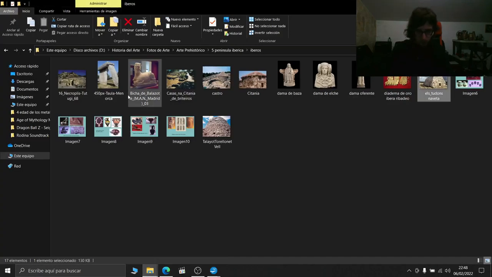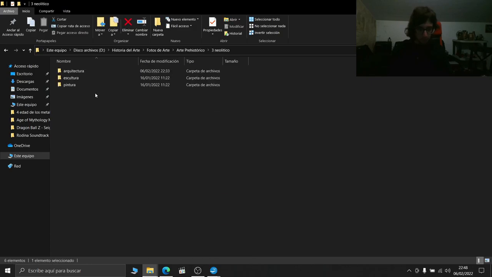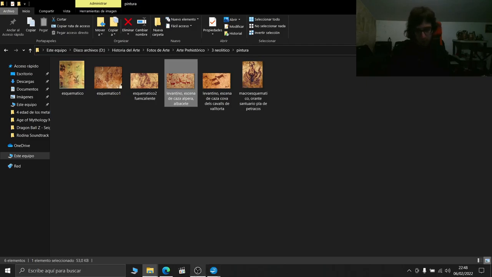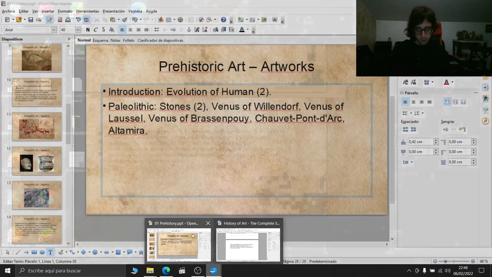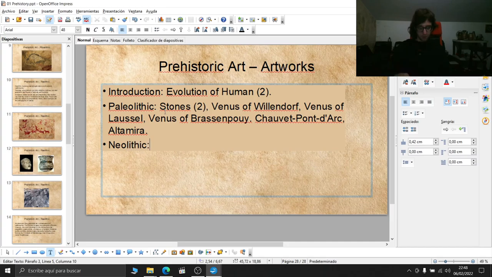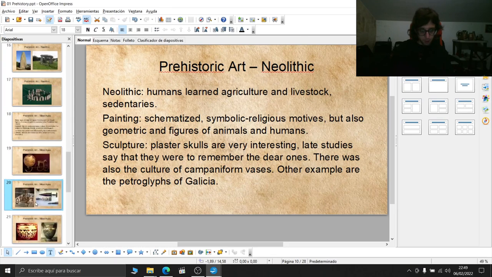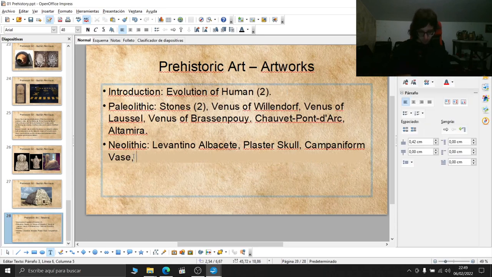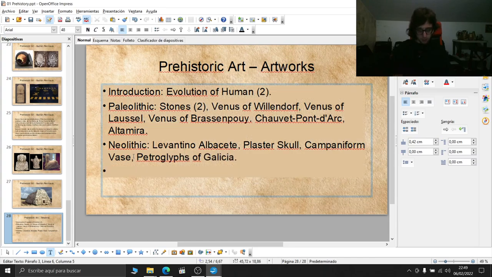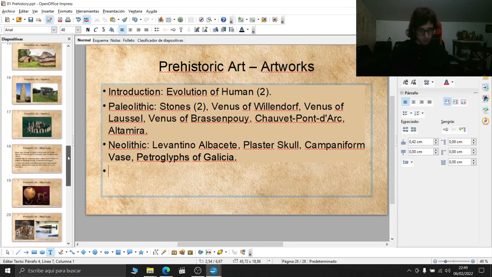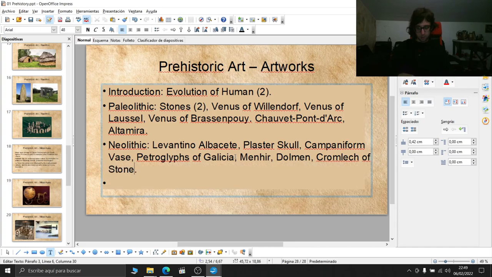The Neolithic. This painting is from Albacete. Neolithic. I think like this is going to be understood. And this is what the plaster school and the company form place. Petroglyphs. Petroglyphs. That is the Neolithic. Oh, and more. Menhir, dolmen, tomb, stone.